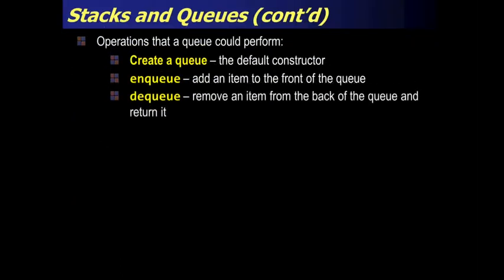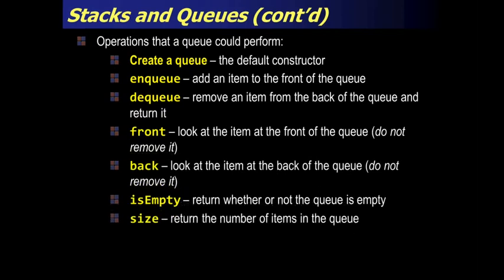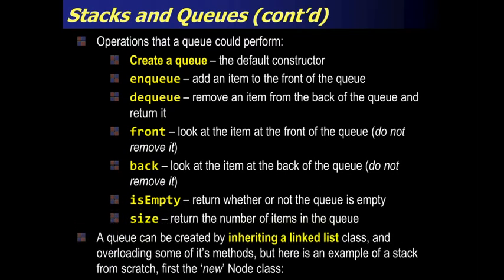All right, so what do we need for a queue object? Well, we're going to need some of the similar things that we needed with a stack object, but again, we're going to change the wording. We're going to need a constructor. We're going to need to add things to the queue, and we're going to use the word enqueue. And to remove things from the queue, we're going to use the word dequeue. That's the method call we're going to use. We're going to have a front and back method, isEmpty and size. And we're going to do it by inheriting our linked list object.